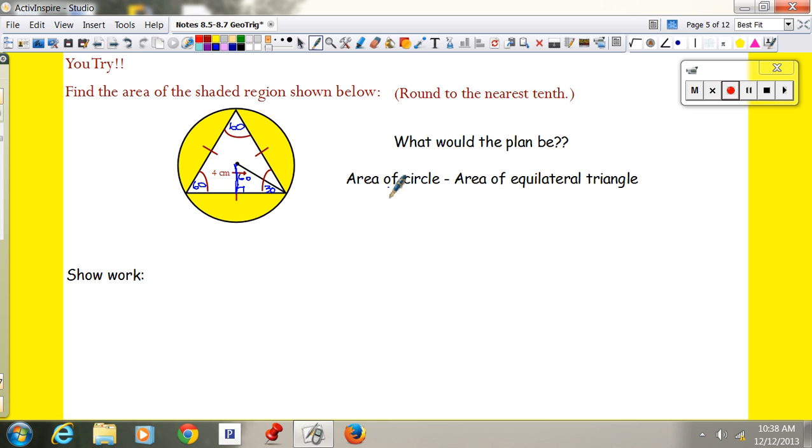We should be able to find the area of a circle pretty quick. Do we know the radius? 4. Radius, we're going to put right there on top of the radius is a 4. So it's just pi times 4 squared, 16 pi, which is 50.27. That's the area of the circle. 50.27. I need to subtract the equilateral triangle, which is base times height divided by 2, right?